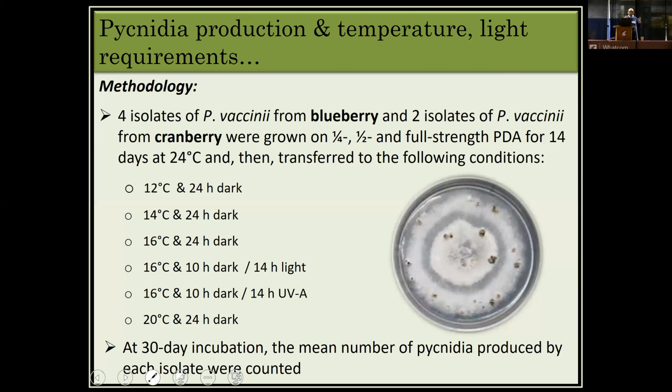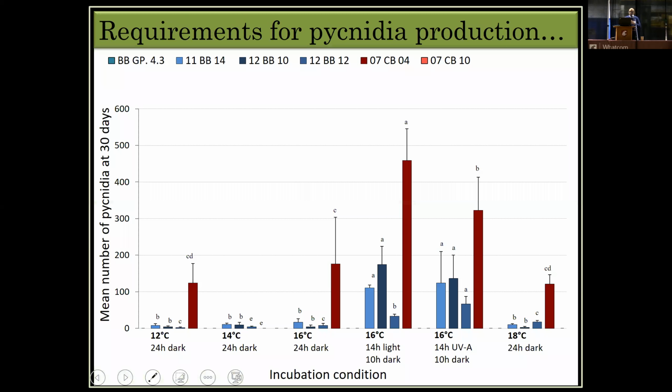Then we looked at the time frame at 16 degrees, adjusting to the climatic conditions, which is about a 10-hour dark period followed by a 14-hour light period. So we try to mimic that condition in the laboratory and quantify the number of pycnidia produced during that time. We took 2 measurements, after growing for 15 days and 30 days. The results we present here are after 30 days of incubation.